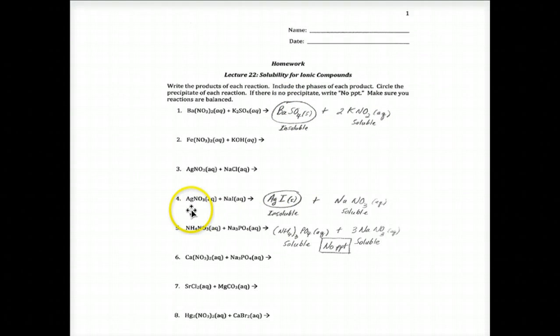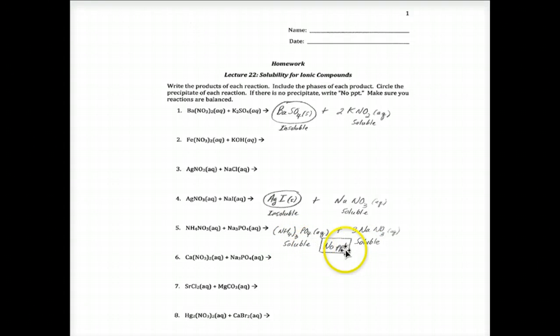I've circled it. And notice here, silver nitrate plus sodium iodide. The silver cation will bind with the iodide anion, forming silver iodide, which is insoluble because iodide is in the table, and when it's bound to silver, it is insoluble. It's an exception. And also, sodium nitrate. Sodium nitrate is soluble because sodium is bound to nitrate, and nitrate has no exceptions. It is always soluble.